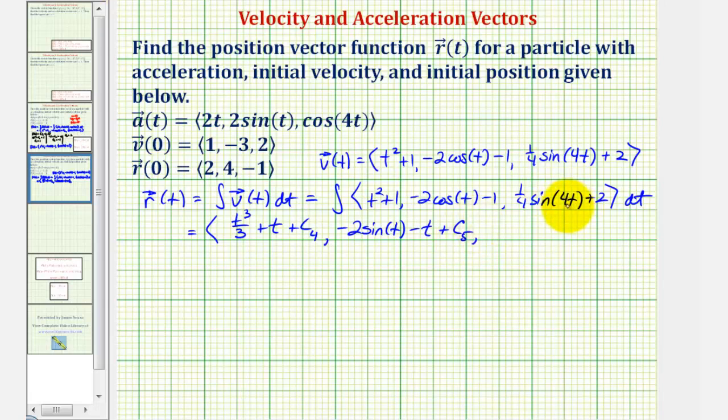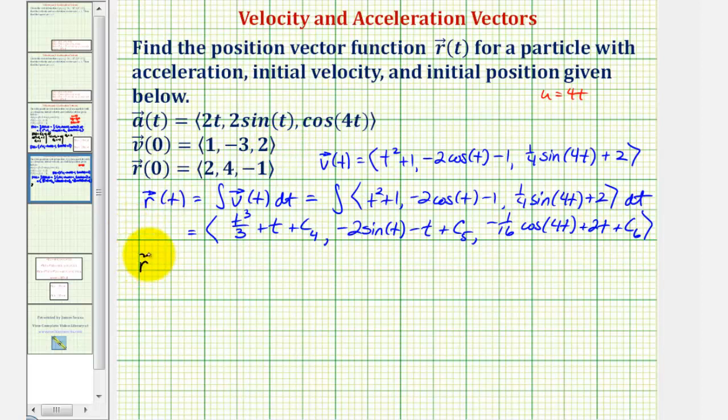And now for the z component, notice how again we have to perform u substitution, where u equals 4t. So we'll have an extra factor of 1/4 again. And since 1/4 times 1/4 is 1/16, the antiderivative of 1/4 sine 4t would be negative 1/16 cosine 4t, and then I have plus 2t, and then plus c sub 6. So if you need to, you can go back and take a look at the u substitution when we found v of t. And now because we're given r of 0, we can determine the constants c sub 4, c sub 5, and c sub 6, which will give us our position vector function r of t.